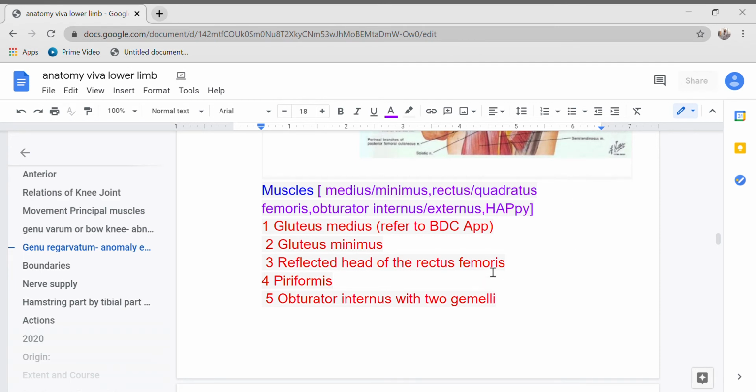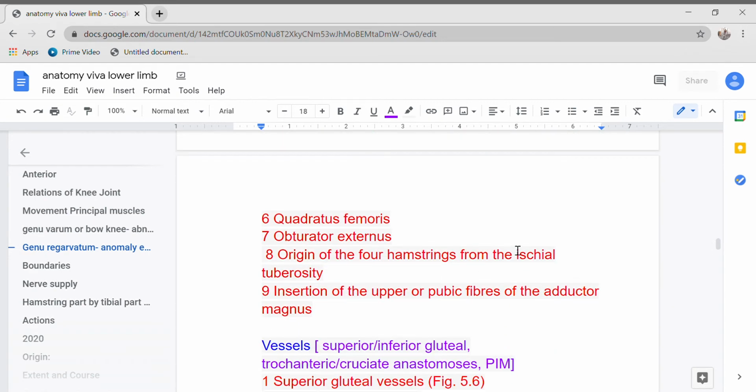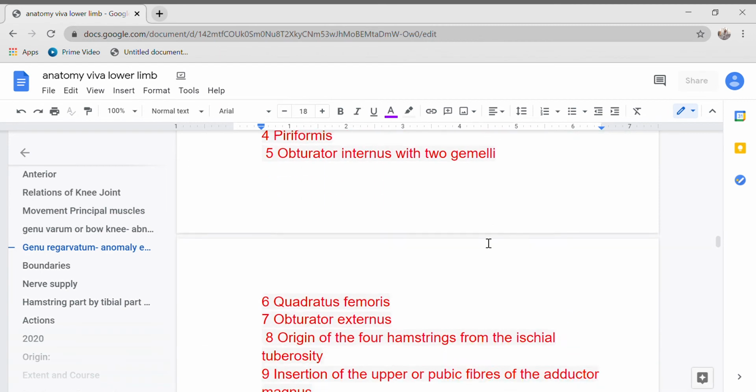So medius and minimus, like the gluteus medius and minimus. Femoris means the rectus and quadratus femoris. Obturator, you remember internus and externus obturator. And at last HAPPY, which means H, A and P, right? So P is for piriformis, A is for adductor magnus, and H is for hamstring muscles, all the four hamstrings. If you remember these logical terms, muscles are very simple.